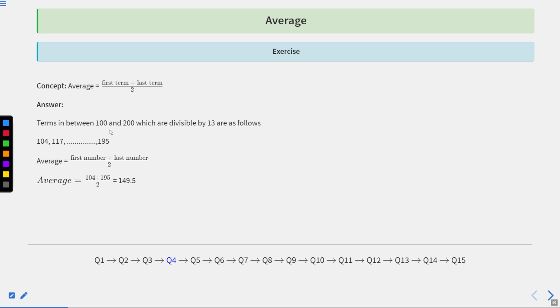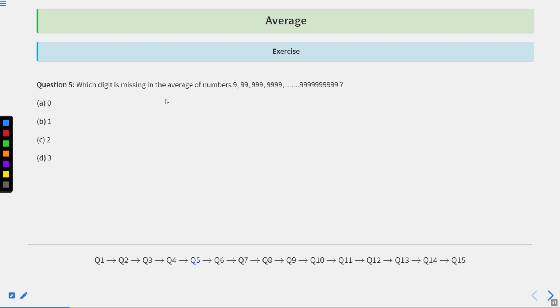So the terms between 100 and 200 which are divisible by 13 are as follows: 104, 117 and so on up to 195. So 104 is the first term between 100 and 200 that is divisible by 13, and 195 is the last term between 100 and 200 that is divisible by 13. So the average will be given by first term plus last term upon 2, which is equal to 104, that is the first term, plus 195, that is the last term, and dividing it by 2, we will have 149.5.